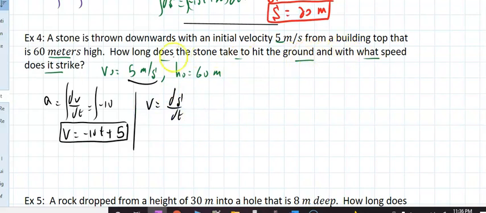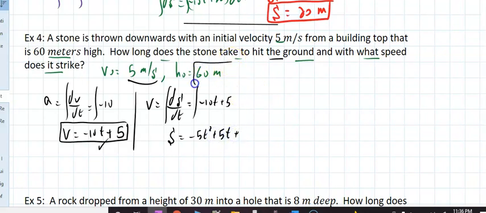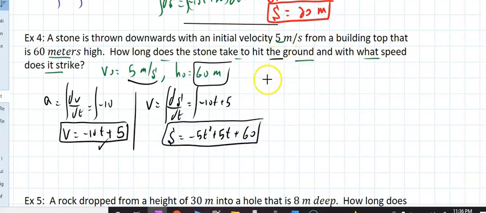The reason I'm solving for that is because it's asking how long the stone takes until it hits the ground and with what speed. So speed I need, it's the absolute value of velocity, but I need the time to figure out where it hits the ground. Well, that is negative 10t plus 5, and if I integrate, I'll get the position to be add 1 to the power, divide by that, plus the initial height, but I know the initial height is 60. So that tells me the position at any given time.